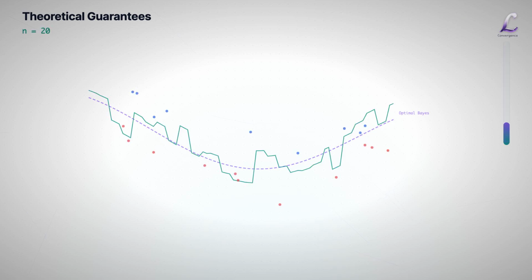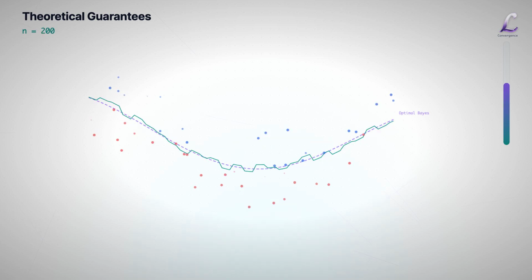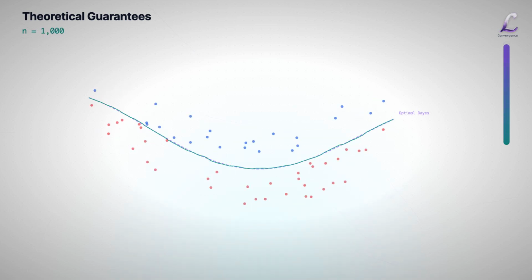SVMs aren't just heuristics, they are statistically consistent. As you add more data, the SVM decision boundary converges to the optimal Bayes rule, the theoretical limit of predictive accuracy. In regularization theory, the SVM is minimizing empirical risk, how well it fits data, plus a regularization term in a reproducing kernel Hilbert space.